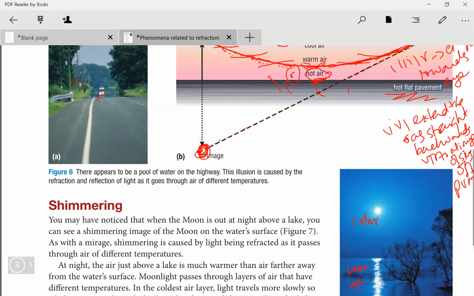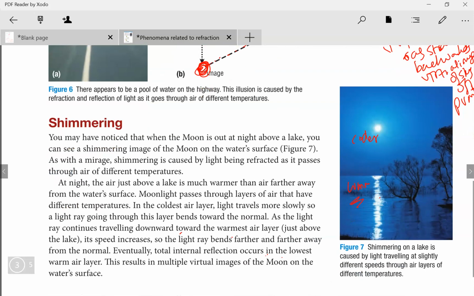So it's basically the same idea that we showed over here, and this creates, like, the moon has you get multiple images because there's rays of light hitting every point, reflecting, coming back at you from every point, and so you can see different images of the moon on the water. So this is why shimmering occurs.